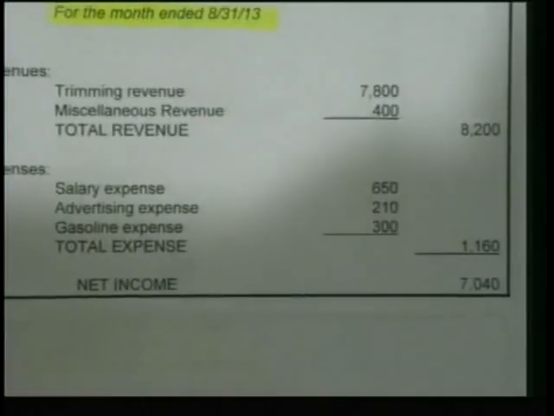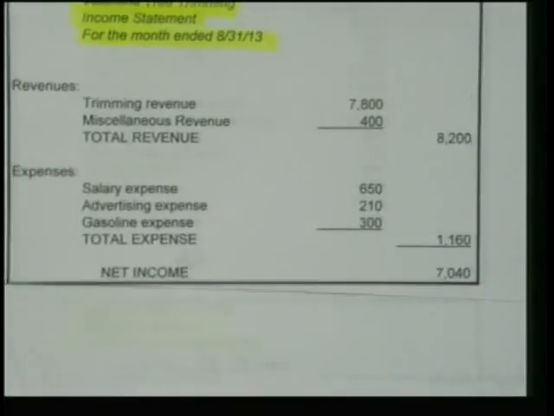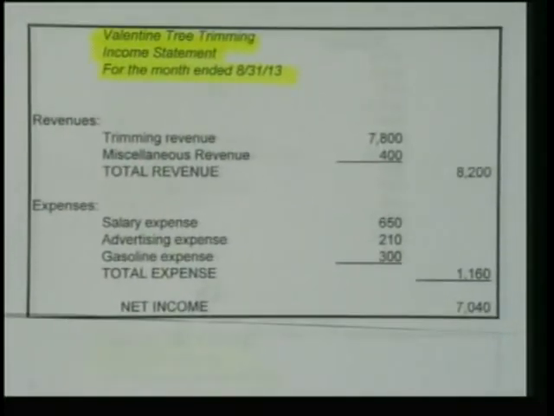Okay, a couple people asked some good questions about this as they were working on it, and I'll answer those. But first, let's just look at the income statement. And you can do the rest for homework, okay? Here's the income statement. Can you guys see that all right? You've got your revenues minus your expenses equals a net income of $7,040, right? Did I prepare this in good form or proper form? Yes.